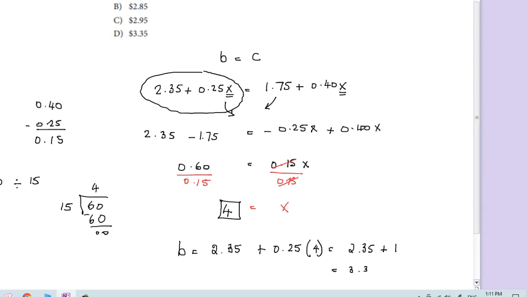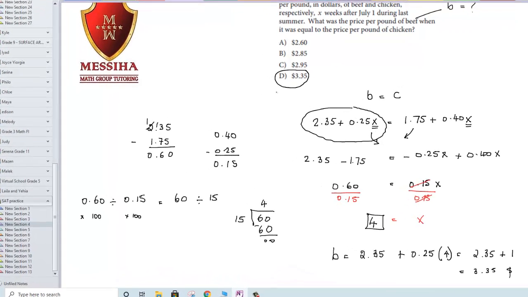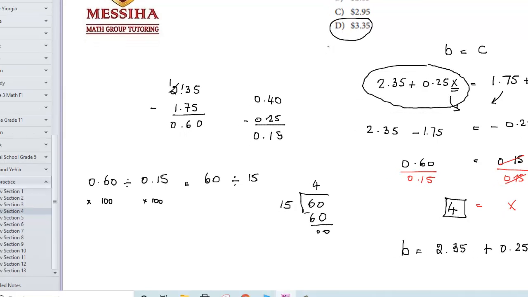which is $3.35. So now I can check where 3.35 is. I will find that it's D. So D is the right answer.